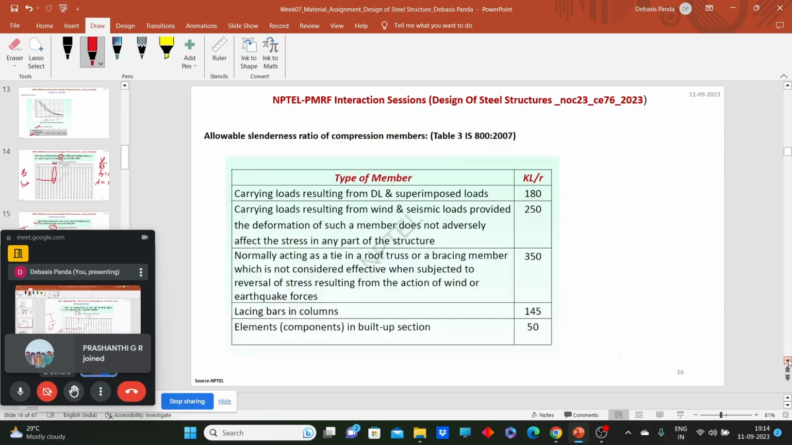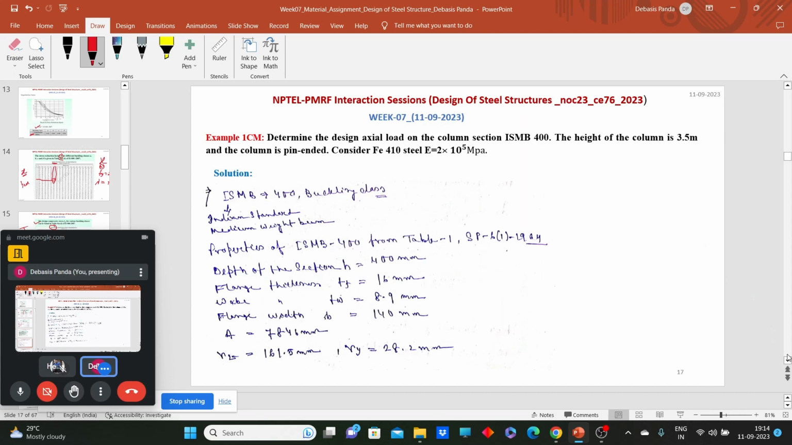So let's quickly solve one example so that these concepts will become clearer. Here are some limiting values for lambda, as we have discussed earlier: if a member is subjected to only dead load and superimposed load, then the value of lambda should be 180. I will not read them out one by one, so you can take the value of lambda from here. So let's quickly solve one example.